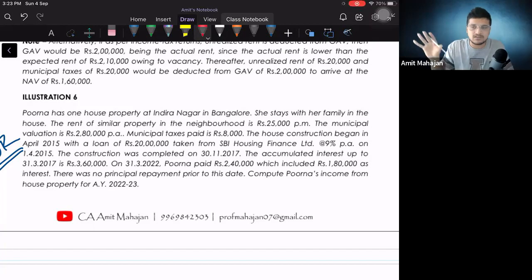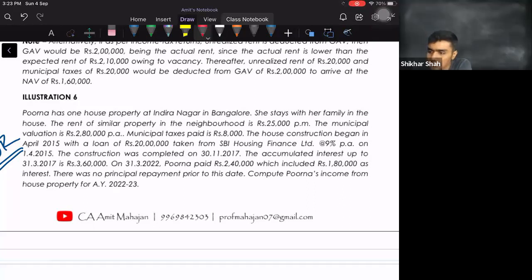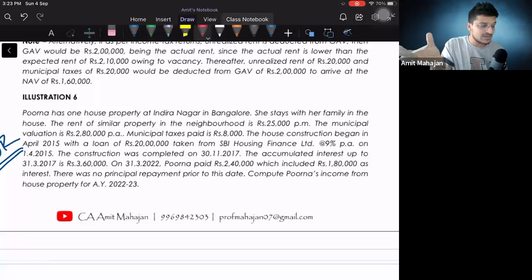Now again, a lot of information has been given. You are not required to get confused. Interest is visible, municipal taxes are visible. You should first focus on what? You should first focus on the first element, that is gross annual value. First of all, whether this is a let out property or a self occupied property. Can you identify this? Self-occupied. It is a self occupied property. Are you understanding? Municipal taxes and everything else is irrelevant right now. So don't even try to decode why this has been given. First identify whether it is self occupied or let out.